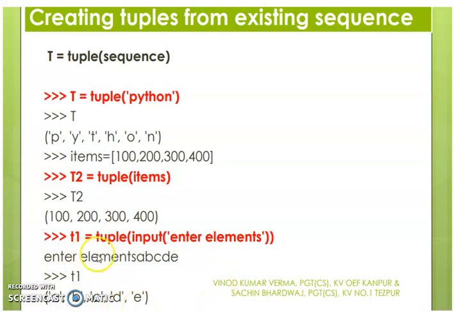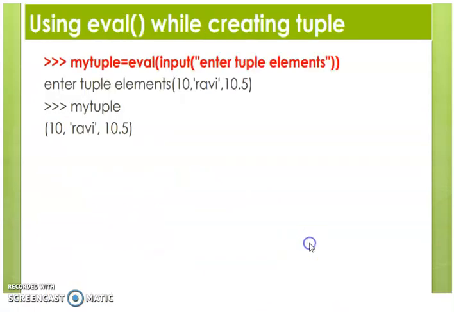Okay, this is because here we are using the keyword tuple. That's why it will take this string as a tuple and each character will be considered a single element. Okay, children. Then the next one, eval while creating a tuple. See here, my tuple is equal to eval of input, and the tuple elements.